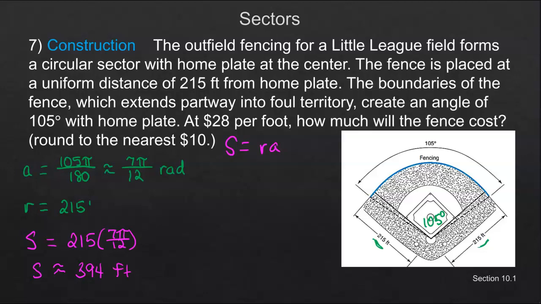And it's $28 per foot, so then I need to find my cost. 394 times 28 gives me 11,032. There's not much rounding we have to do there because we're going to the nearest $10. This was in dollars, so $11,030 is what that fence is going to cost.